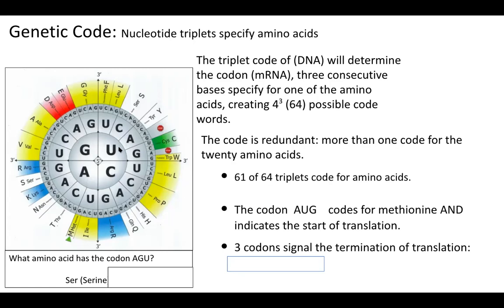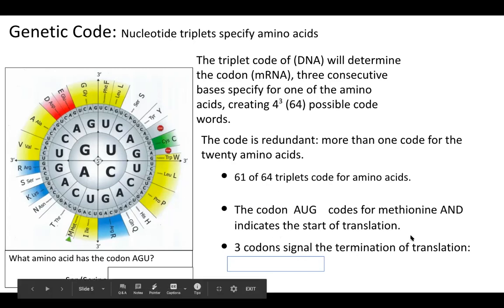You do have stop codons, so UAA, UAG, and then UGA are your stop codons. And that's going to trigger the ribosome to stop reading the mRNA, dissociate, and your polypeptide is done being built. The 3 codons signal for the termination of the translation. Here they are again: UAA, UAG, and UGA.